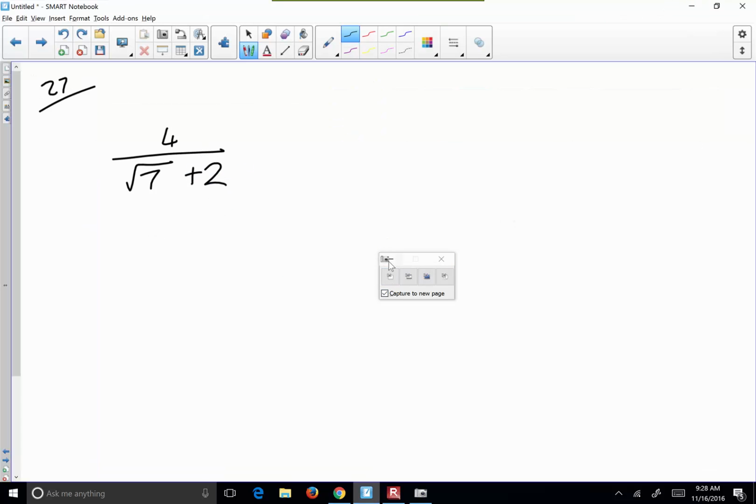Okay, now this is a little bit different than what I just explained. This is not a single radical situation. This is a two-term denominator: a radical plus some stuff added, or a radical plus or minus a no-radical number. So this is a two-term denominator trick.